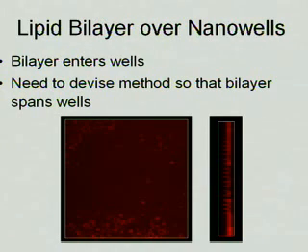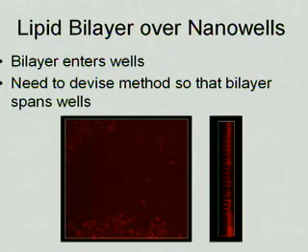This is a cross-section of the cover slip on the right, and as you can see, the surface is covered by lipids and is red. You can also see the wells showing up as red because the lipids have gone into the nanowells. So I've essentially spent my summer trying to figure out how to make the lipids span the nanowells instead of go into them.